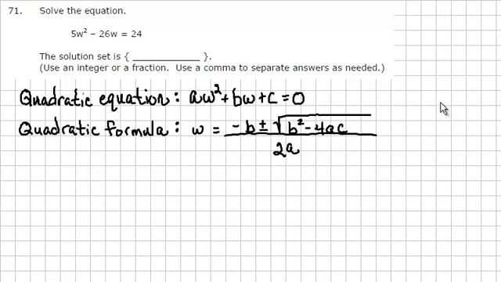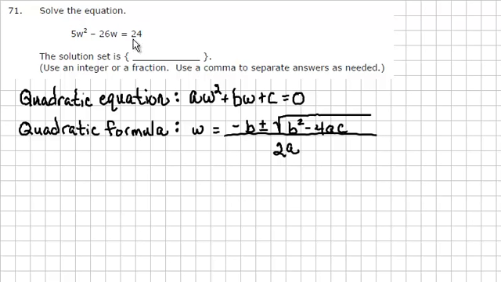Solve the equation 5w squared minus 26w is equal to 24. Notice first of all that this is a quadratic equation. It has a w squared term, a w term, and a constant term. So our strategy will be to set one side of the equation equal to 0 so that it has the form aw squared plus bw plus c is equal to 0.